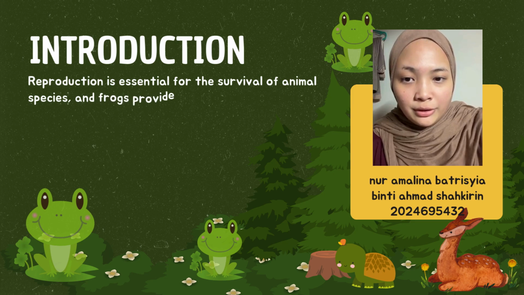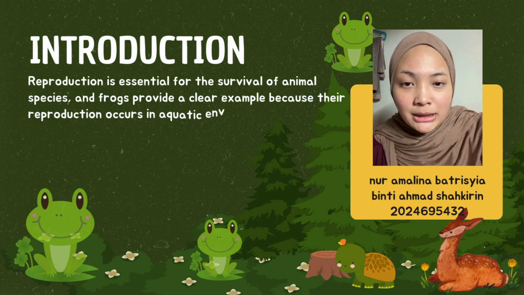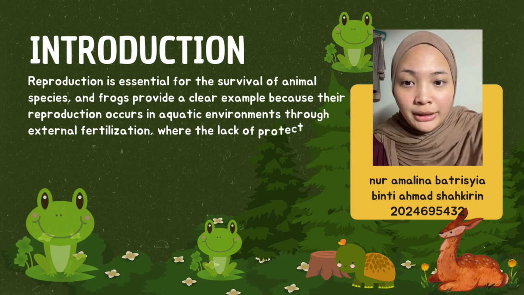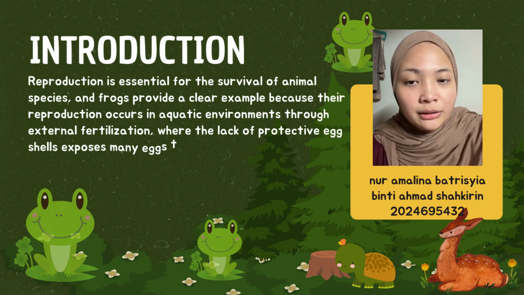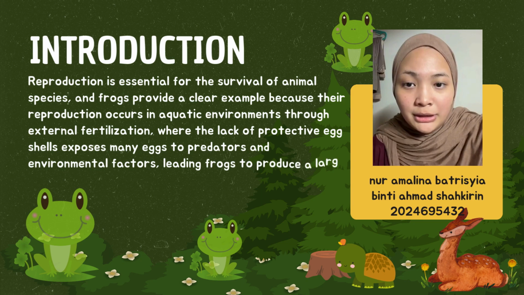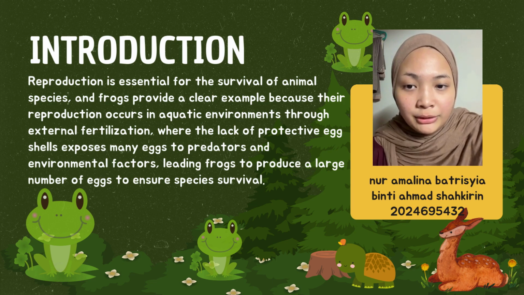So today I'm going to talk about the introduction of reproduction in frogs. Reproduction is essential for the survival of animal species. Frogs provide a clear example because their reproduction is closely linked to aquatic environments. In frogs, fertilization occurs externally, where eggs and sperm are released into water.